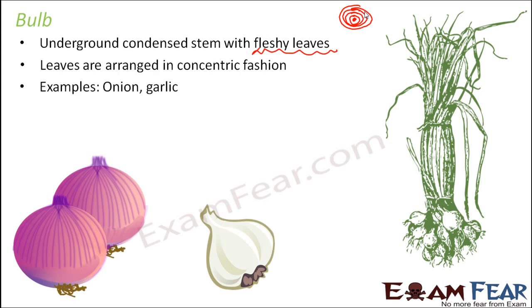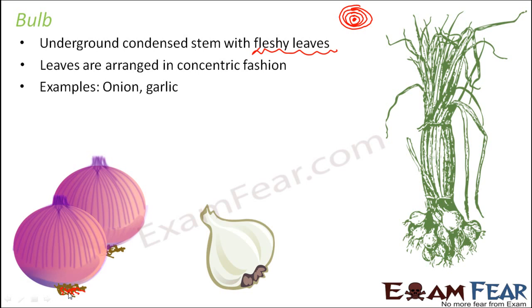So here a terminal bud is present at the center. If you actually look at the center of an onion, there is a terminal bud which is present at the center and which is surrounded by these leaves which are fleshy. Now these buds give rise to aerial shoot, the terminal bud which I am talking about. They give rise to aerial shoot that bears flowers, and the base of the bulb bears adventitious roots. So here you can see these adventitious roots.